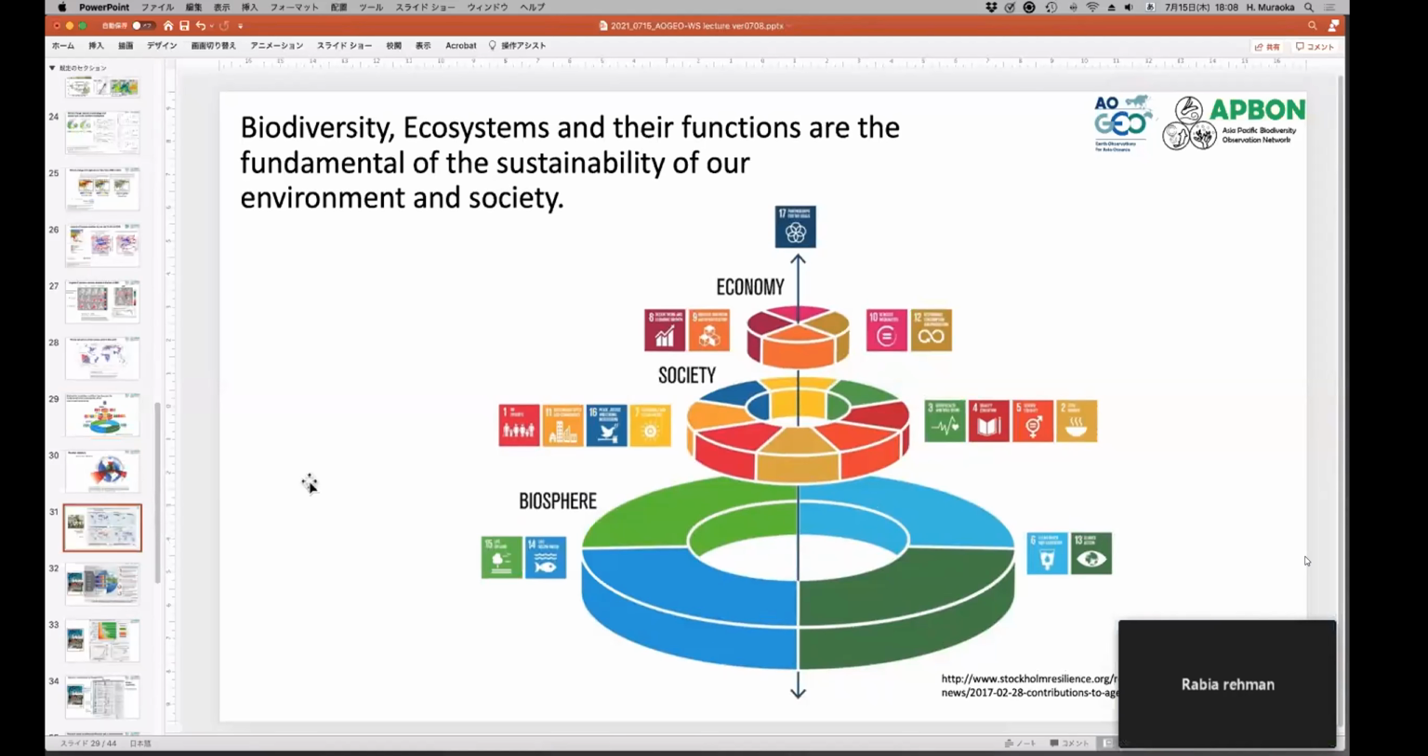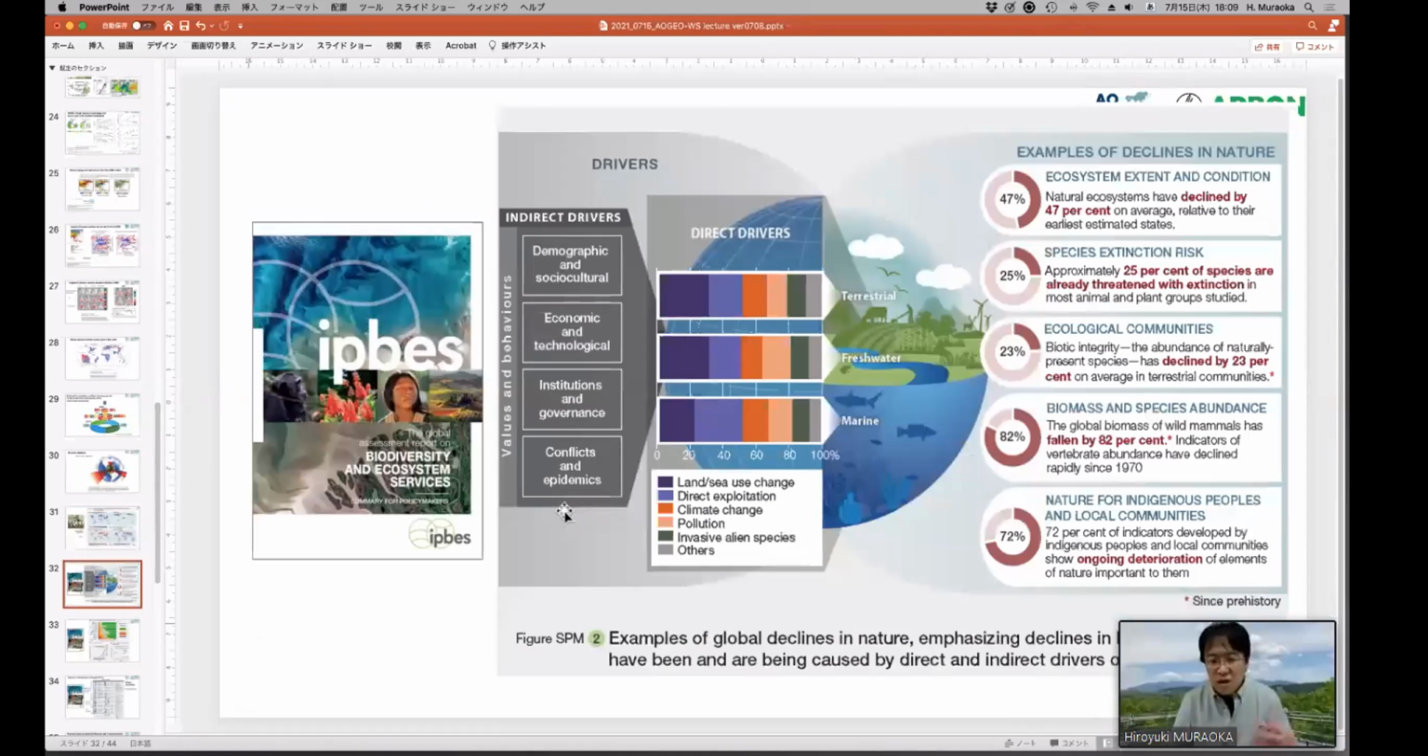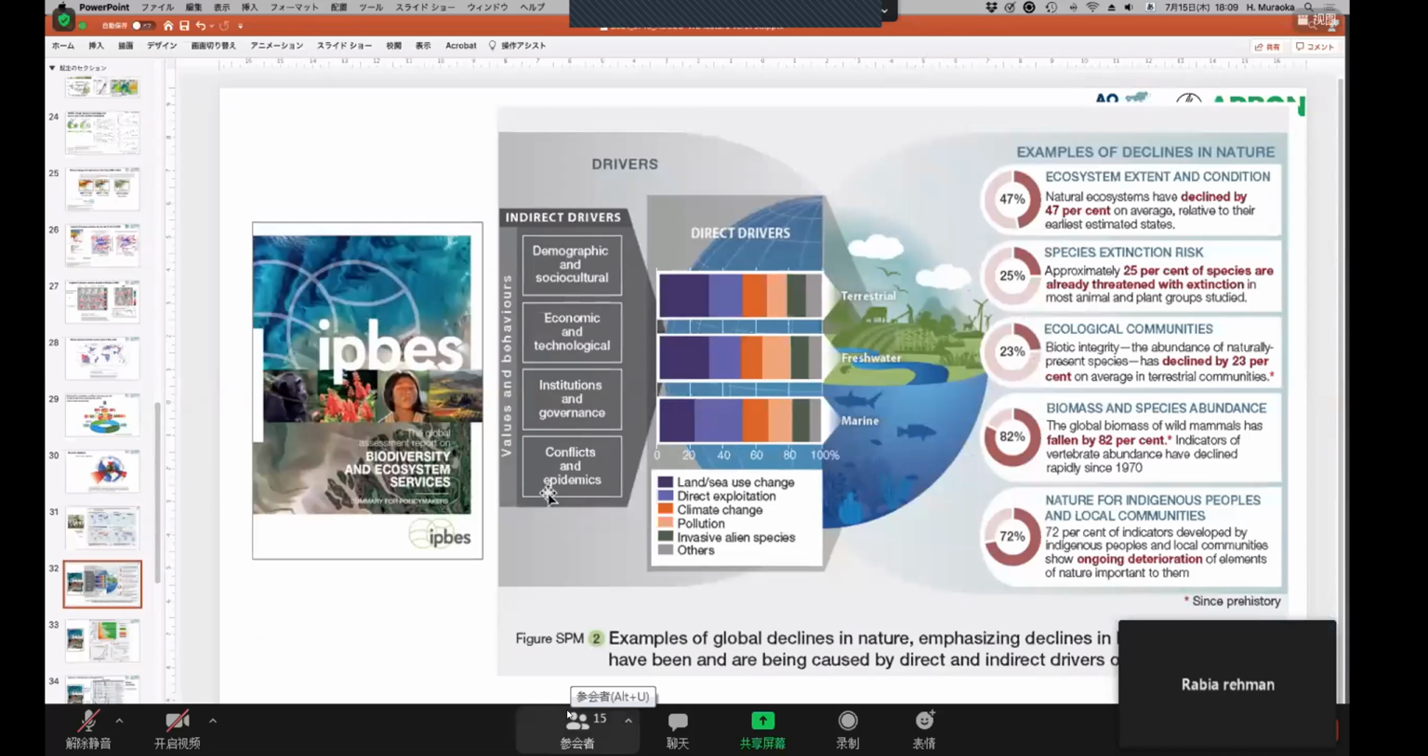By integrating many kinds of data in the world, we know that humans are impacting biomass, wilderness, soil organic carbon, and causing the loss of species richness. IPBES is the assessment of biodiversity and ecosystem services. They analyze that humans are impacting biodiversity and ecosystems.